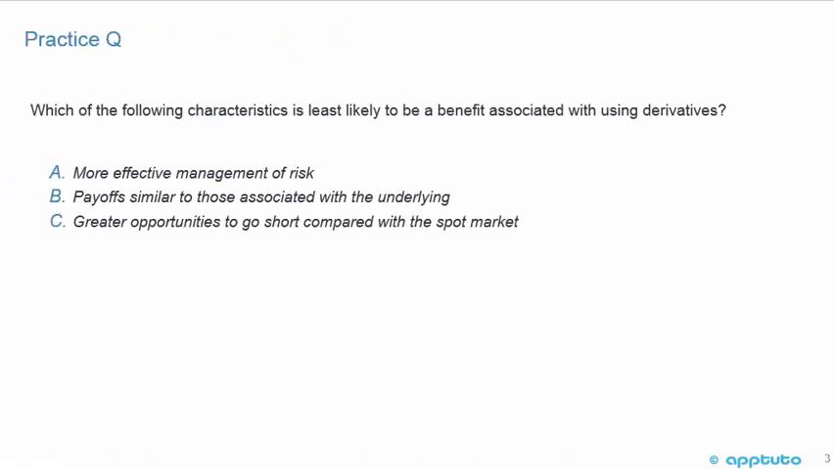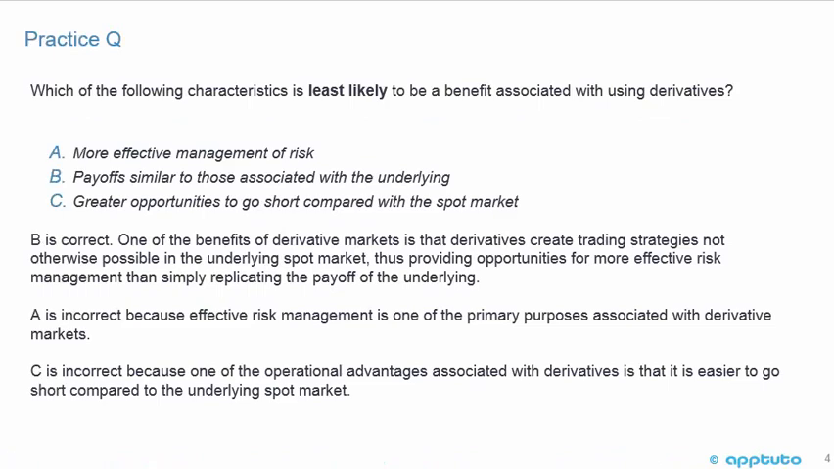We'll just do a quick practice question. Which of the following characteristics is least likely to be a benefit associated with using derivatives? A, more effective management of risk. B, payoffs similar to those associated with the underlying. Or C, greater opportunities to go short compared with the spot market. Okay, this was looking for the least likely, so you're looking for the false, okay?